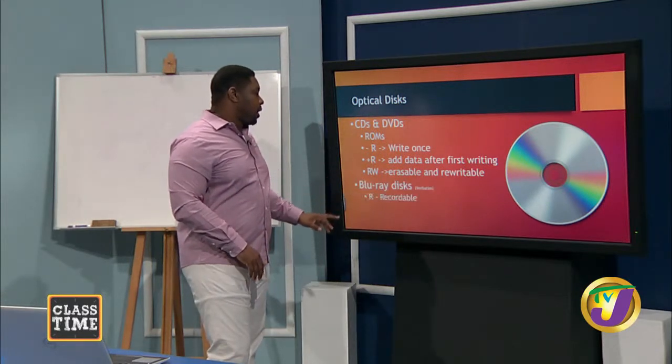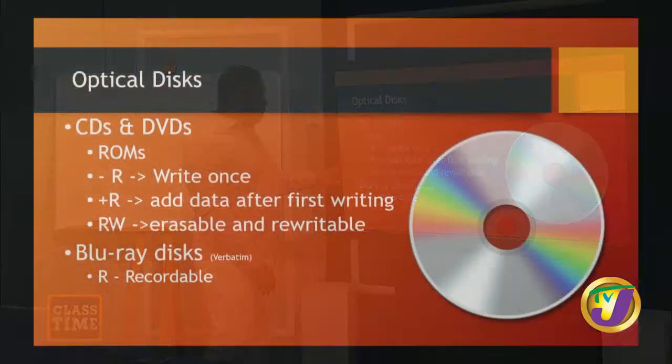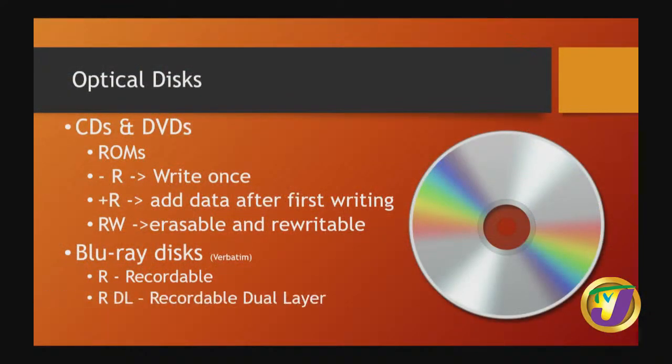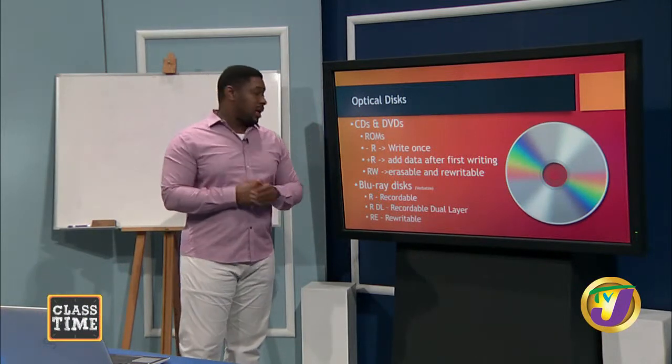And then we have our Blu-ray discs, which have become commonplace for movies of late. And we have 3 different types, according to Verbatim. Recordable, which is just like the R from your CDs or your DVDs, and then recordable dual layer, so we'll look at that a little bit more. And then rewritable, RE, for your Blu-rays. Same kind of mechanism as your rewritable for CDs and DVDs.